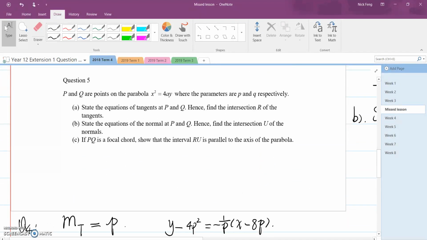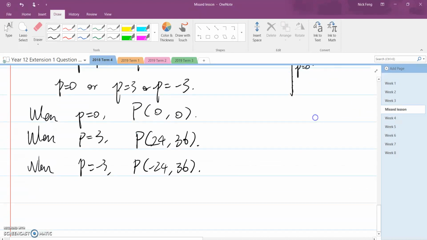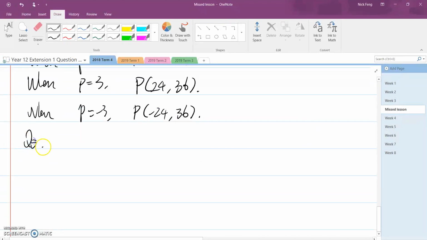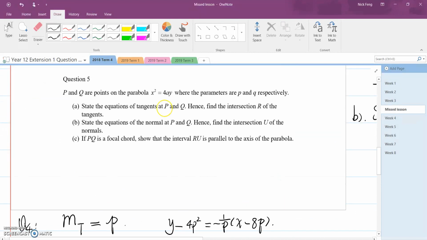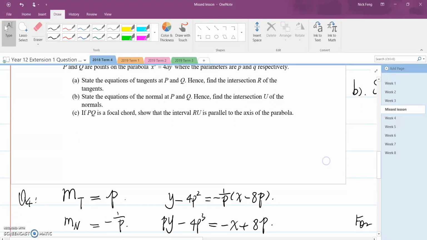Okay, question 5 is a little bit more challenging. P and Q are points on the parabola where the parameters are P and Q. Of course, you should have stated, let's write it down, for question 5: P is (2ap, ap squared), Q is (2aq, aq squared). In this case, we don't know the value of a, so it is just in the general form. State the equation of the tangents at P and Q, and hence we need to find out the intersection R of the tangents.